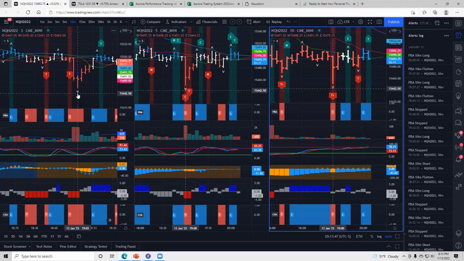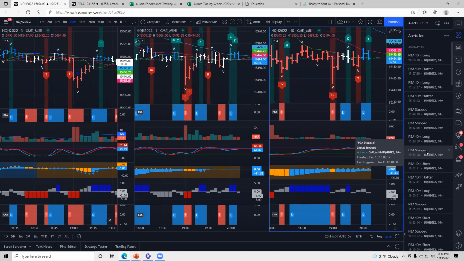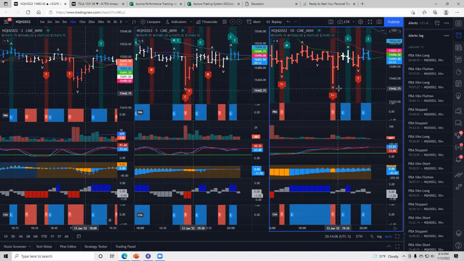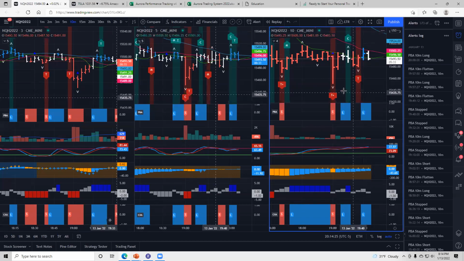And then it reversed. And so let's see here, was there an exit? The next 1910 bar, yeah, the 1910 bar was a PBA stop. So we would have been out on that 1910 bar at 79.75, and we were in it at 67. So we would have lost 12 and 3/4 points on that trade.